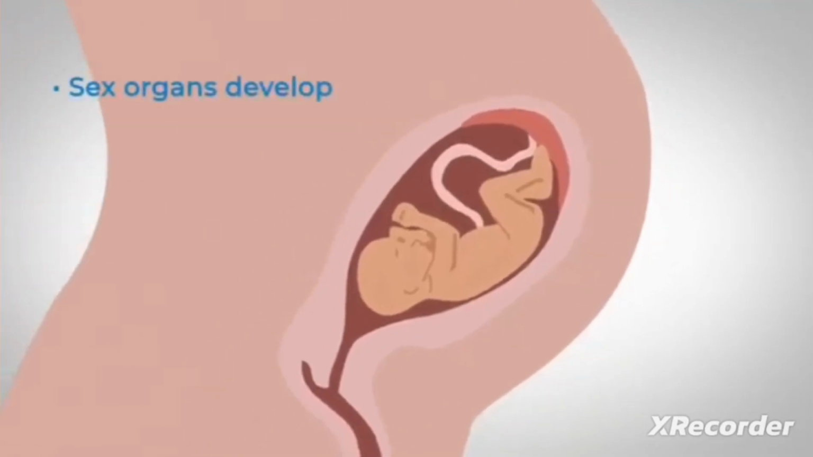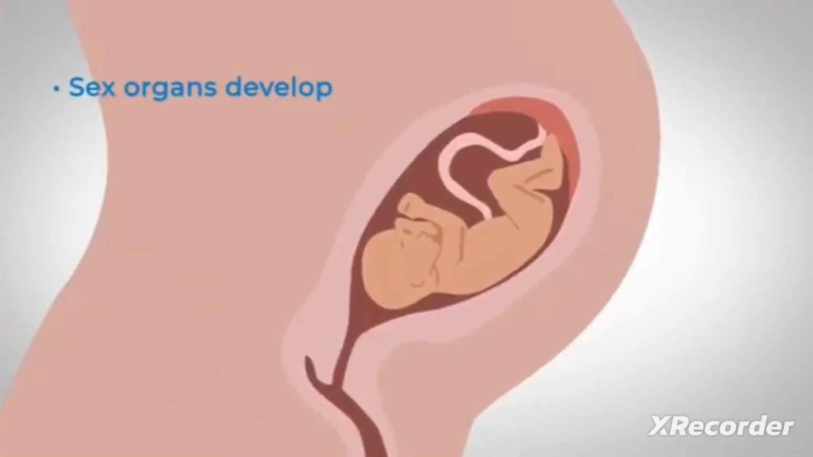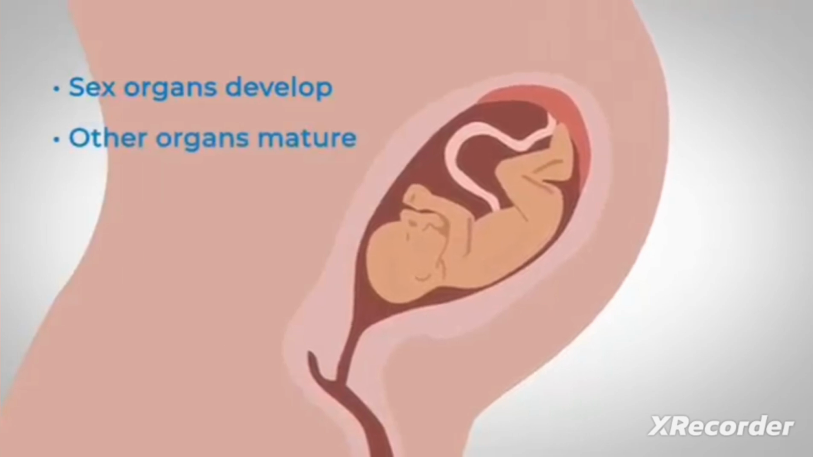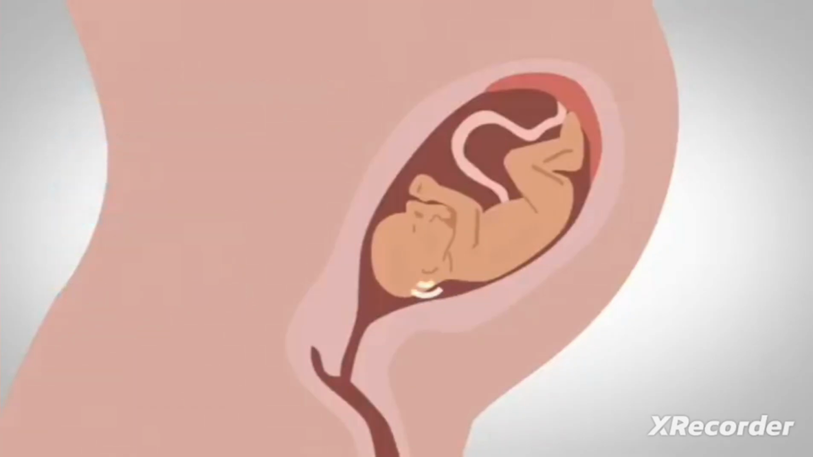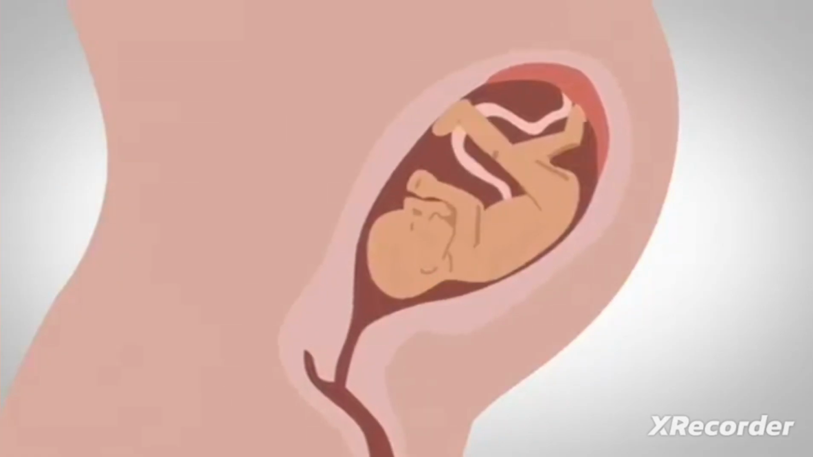In the second trimester, your baby's sex organs develop and other organs mature. Your baby swallows amniotic fluid, which passes through its digestive system. His or her kidneys will start to work and pass small amounts of urine. Your baby can now hear. It's covered in fine hair called lanugo. You will start feeling your baby moving during the second trimester.